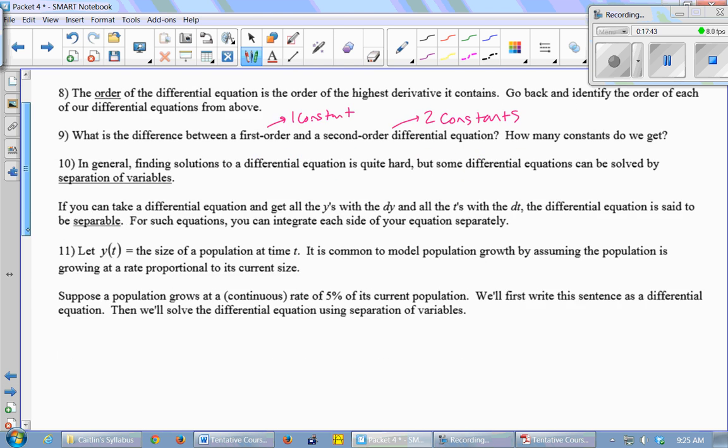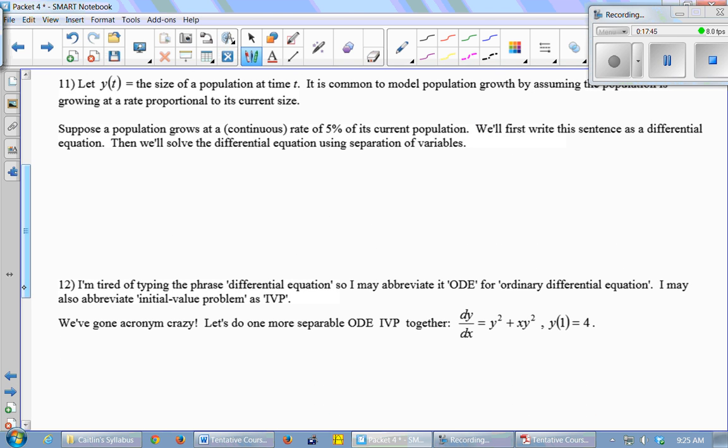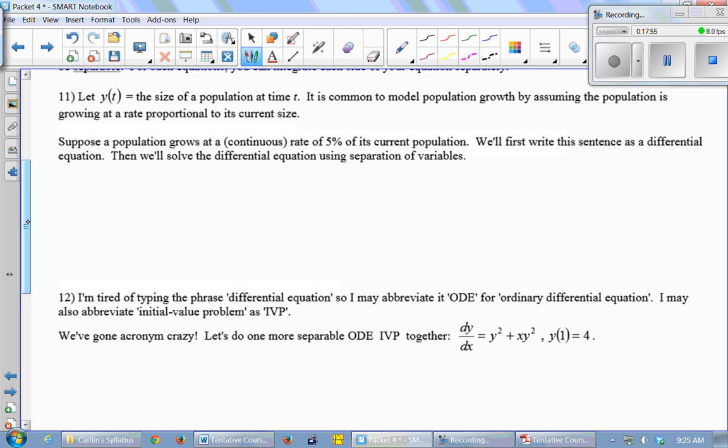So we'll do an example. We have y of t representing the size of a population at time t. It's common to model population growth by assuming the population is growing at a rate proportional to its current size, which means the larger the population, the faster it's growing, right? Because there's more whatevers to reproduce.